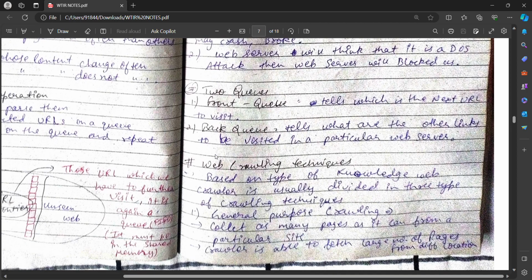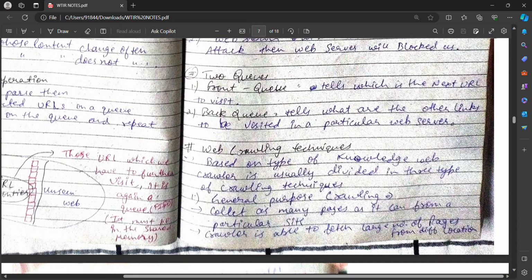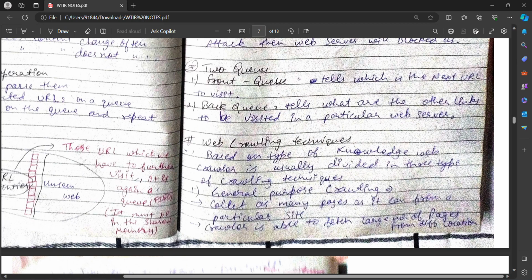Okay, so there are two queues, basically two queues, you can go through them. These are basically very easy. First is the front queue, that tells which is the next URL, and the back queue basically tells what are the other links to be visited in a particular web server. So these are the types of two queues, if they came in your exam, you can just directly write. Not so much important, that's why I'm not going deep dive into them. These are very simple. I know that if you go through them, you can definitely understand.